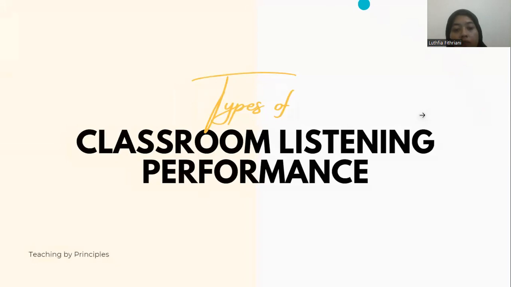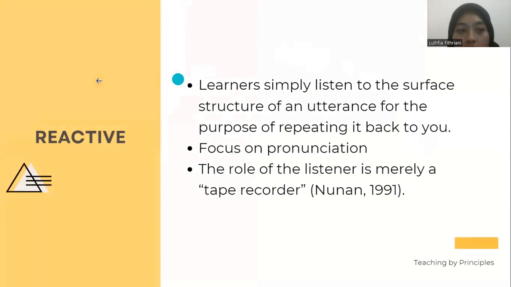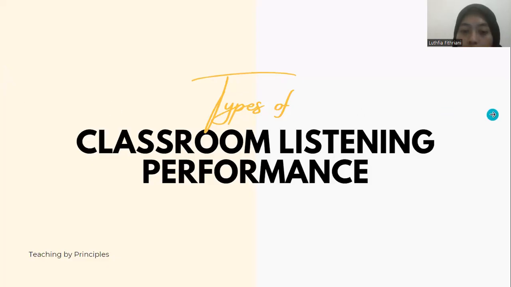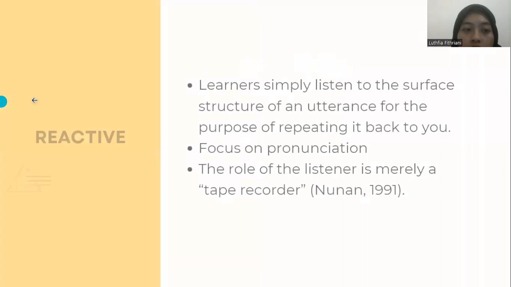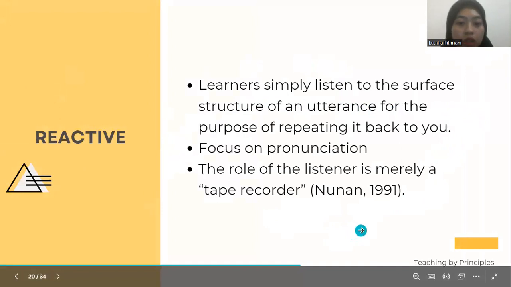Now we will move to types of classroom listening performance. There are some types of classroom listening performance. The first is reactive listening. In reactive listening, the student simply listens to the surface structure of an utterance for the purpose of repeating it back to you. Reactive listening focuses on pronunciation. Luna 1991 stated that the role of the listener is merely a tape recorder.